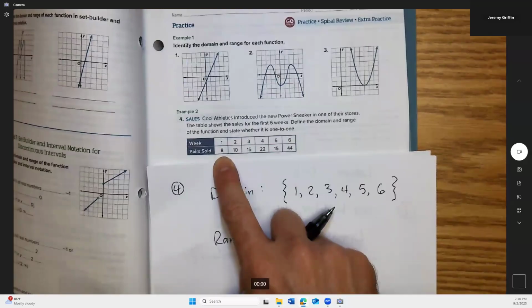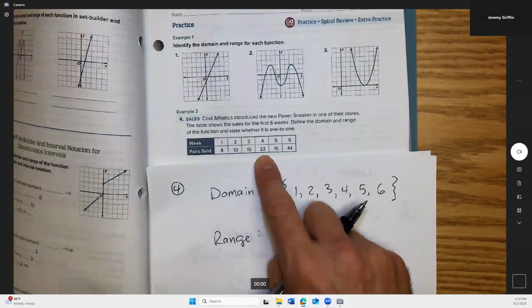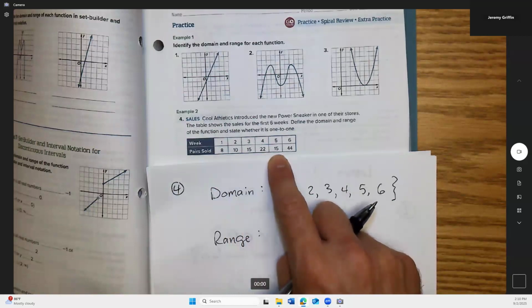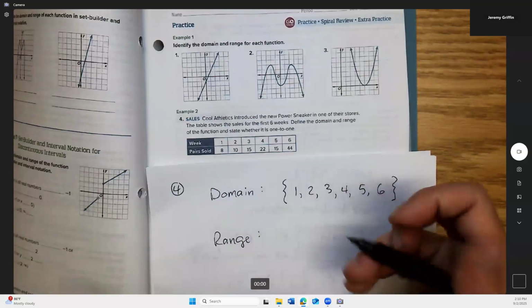Looks like the first week there were 8 pairs sold. Is this pairs of shoes again? Yeah. And then it's going up a little bit, going up a little bit, going up a little bit. Ooh, and then week 5, it actually dropped in sales. And then week 6, it skyrocketed way up. Huh. Okay, that's interesting.